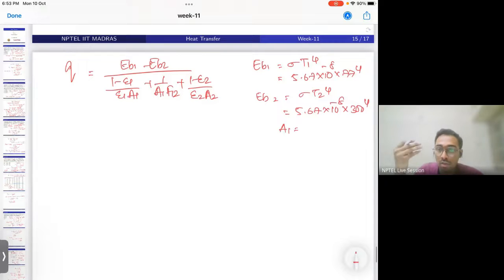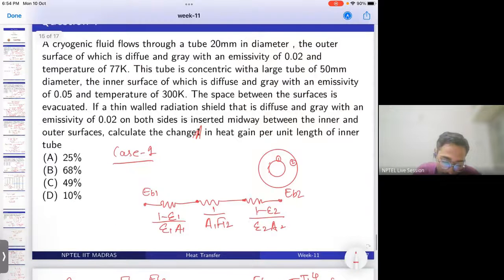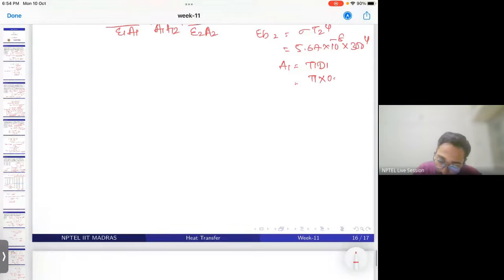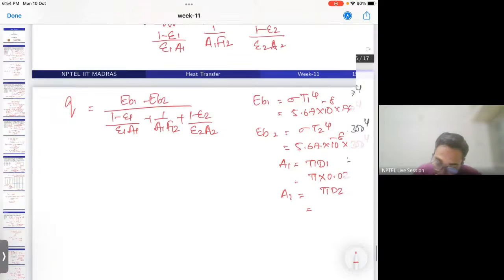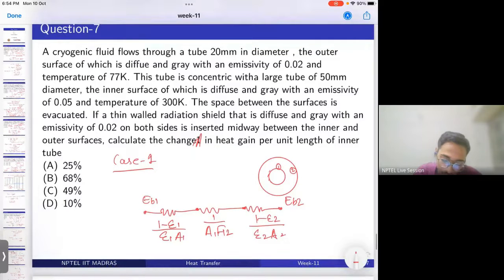We are asked to find out the surface area, which is pi D L. But we are asked to find out per unit length. So this is pi D1, where D1 is given as 20 mm. A2 is pi D2, that is given as 50 mm.